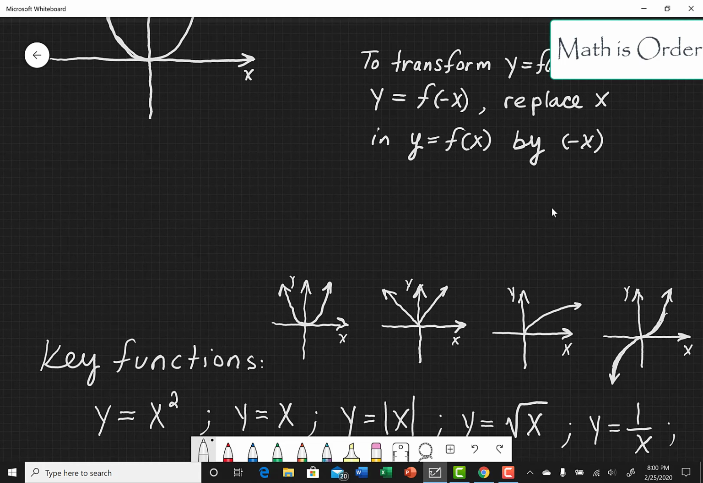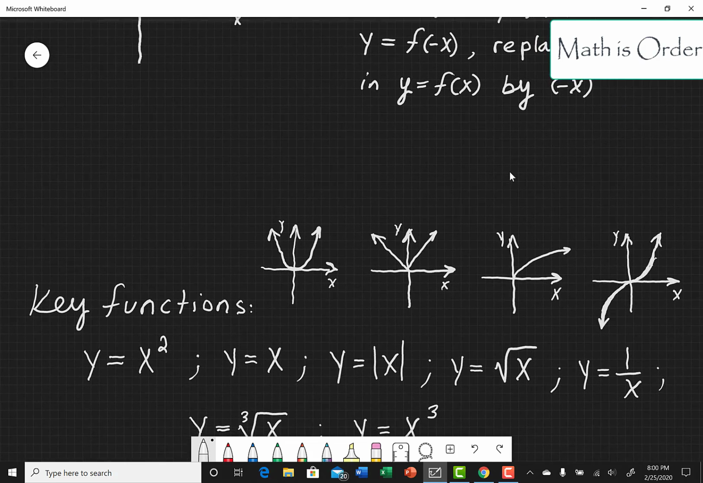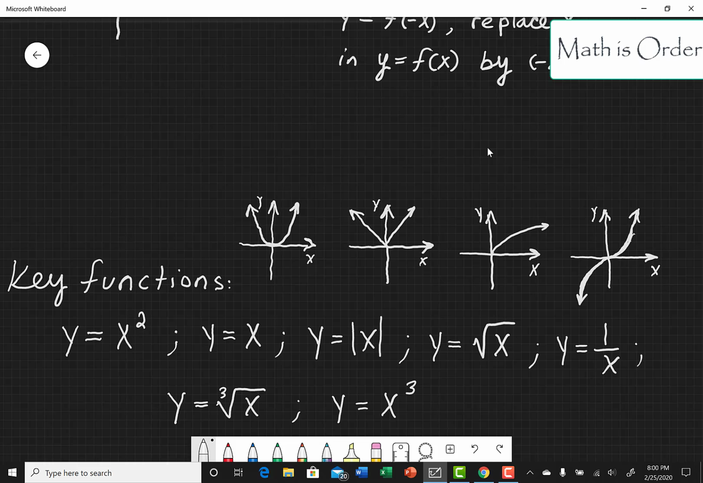All right. Now, in order to better understand transformation of functions, it would be helpful to know by memory some common key functions and their graphs.